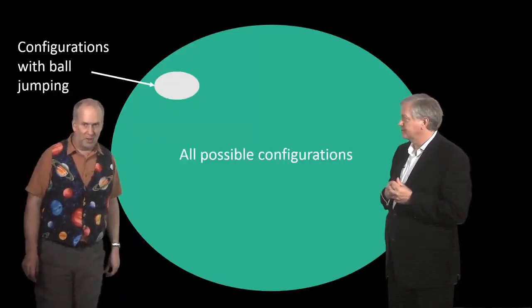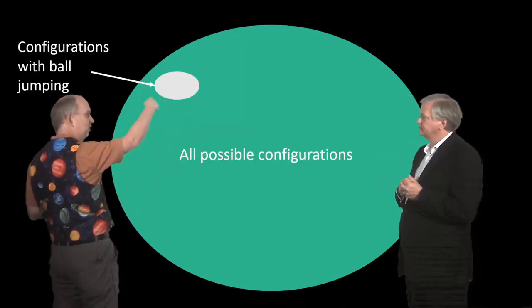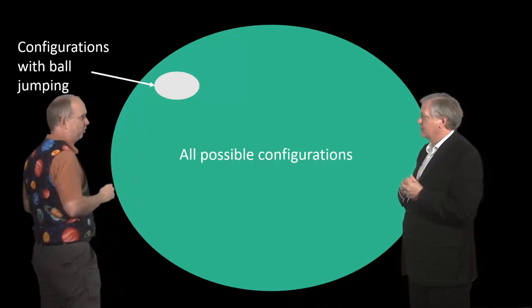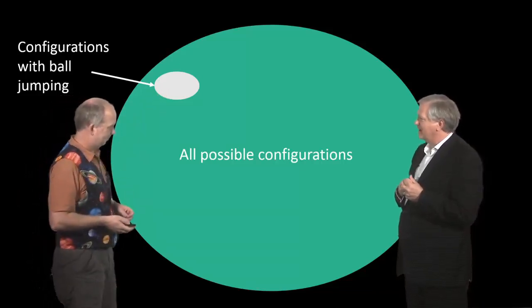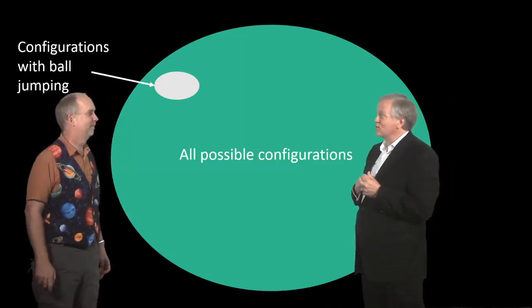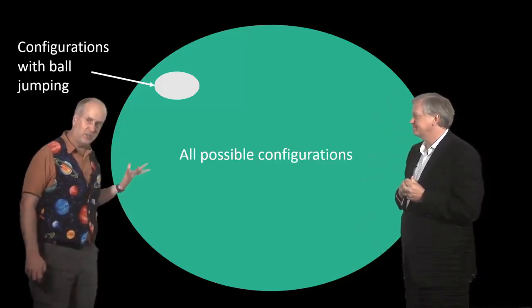Yes. And so you can do a sort of Venn diagram. So you've got all the possible configurations and the ones that would result in the ball leaping off the table. That's going to be a very, very, very small fraction of the total. Yes, probably a number like 10 to the 1,000 to the 1,000 to the 1,000 or some huge number. Very unlikely.